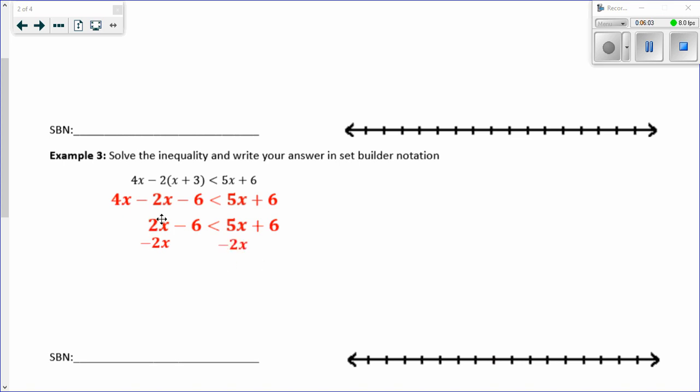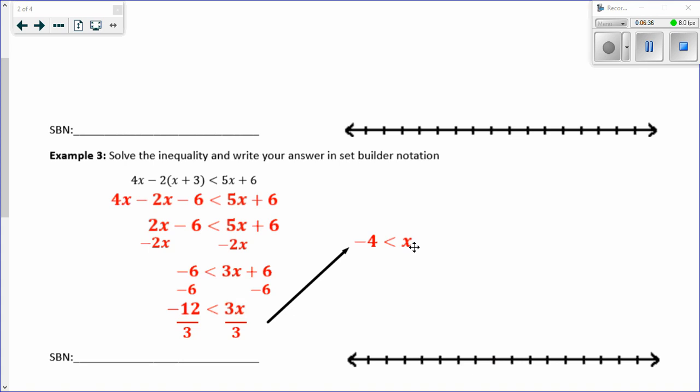It does not matter which one. You could also subtract 5x from both sides. It's up to you. So I get -6 is less than 3x plus 6. So now I'm going to subtract 6 from both sides, and I get -12 is less than 3x. Finally, I divide both sides by 3, and I get -4 is less than x.